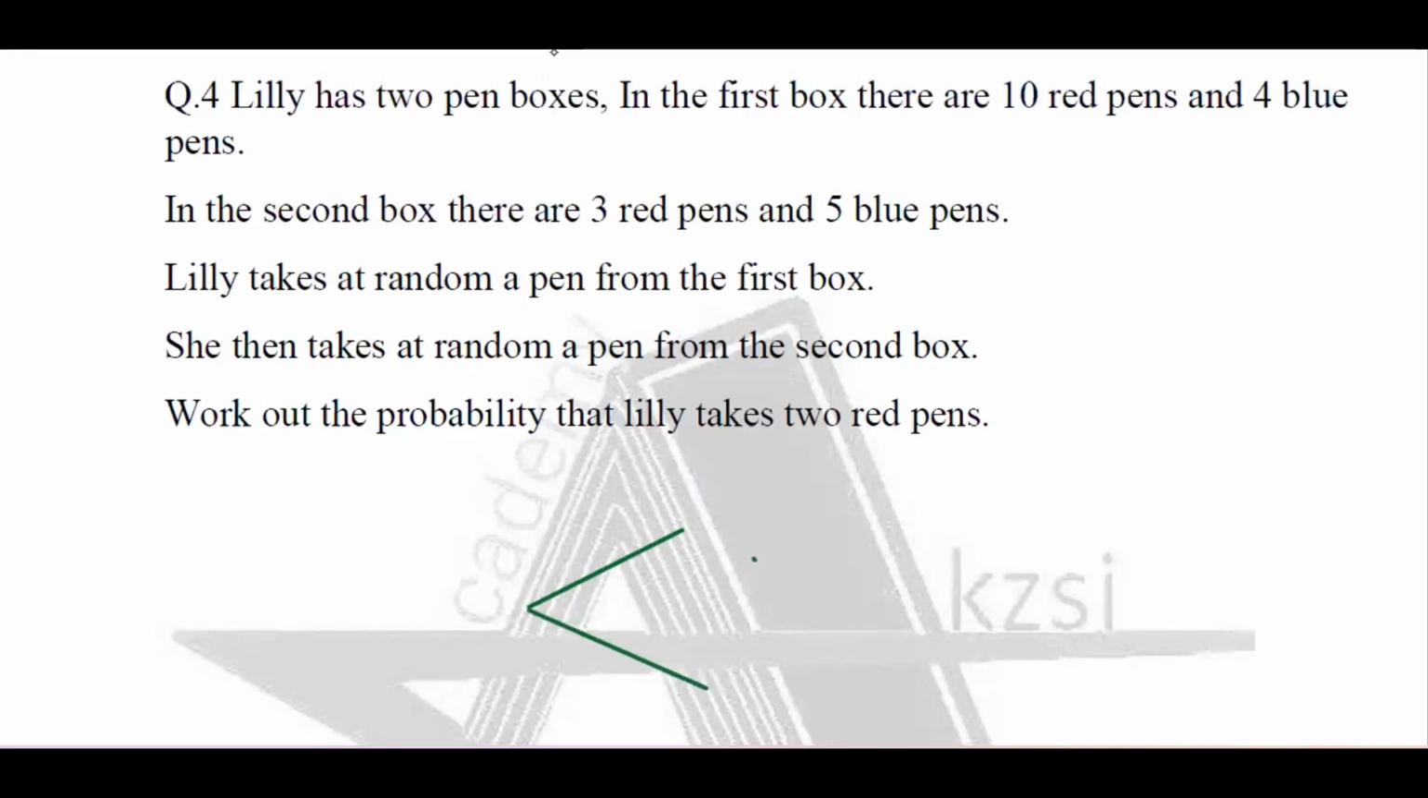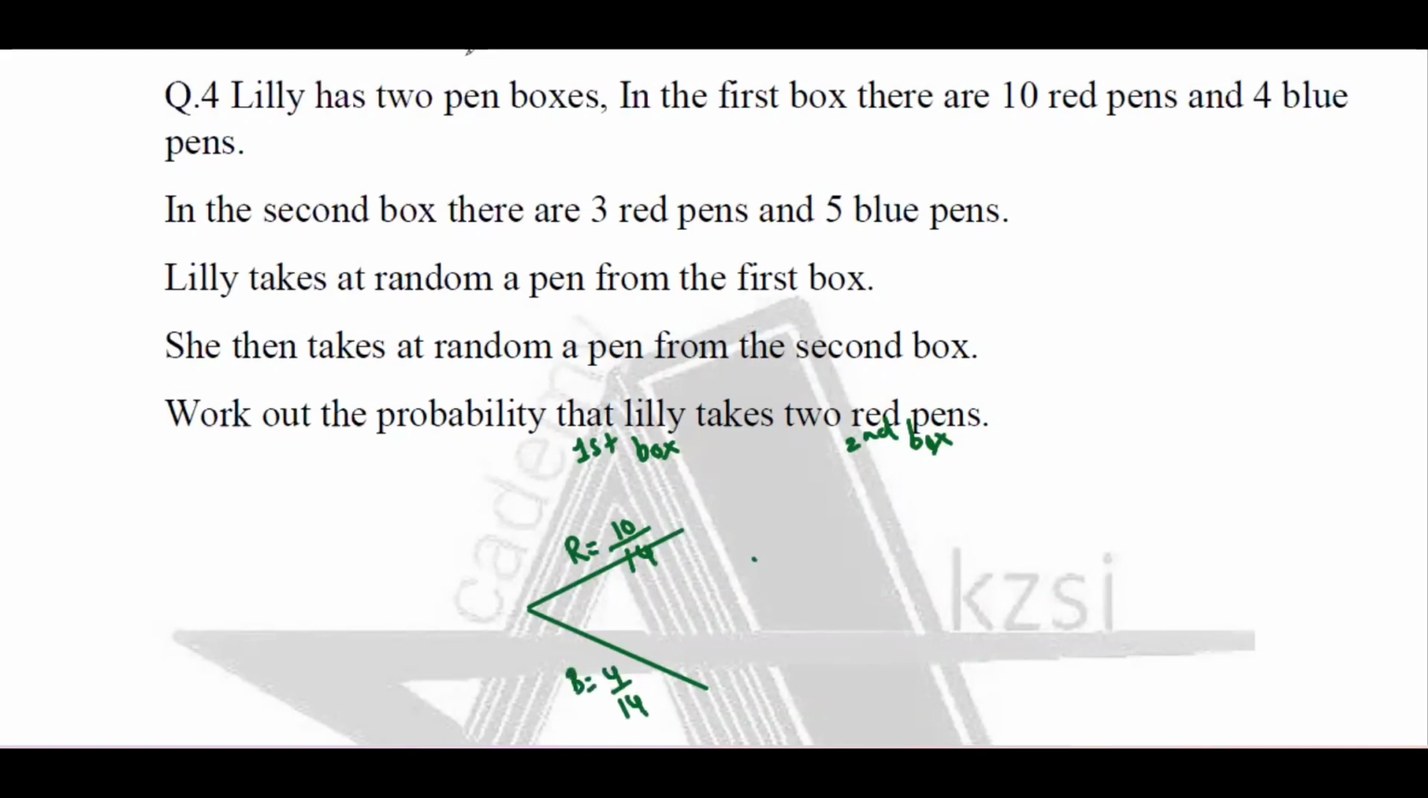This is from the first box and this is from the second box. If she is picking a red pen from the first box, the probability is 10 over 14. Because how many red pens are there? 10 out of 10 plus 4, which is 14. And the probability of picking blue is 4 over 14.